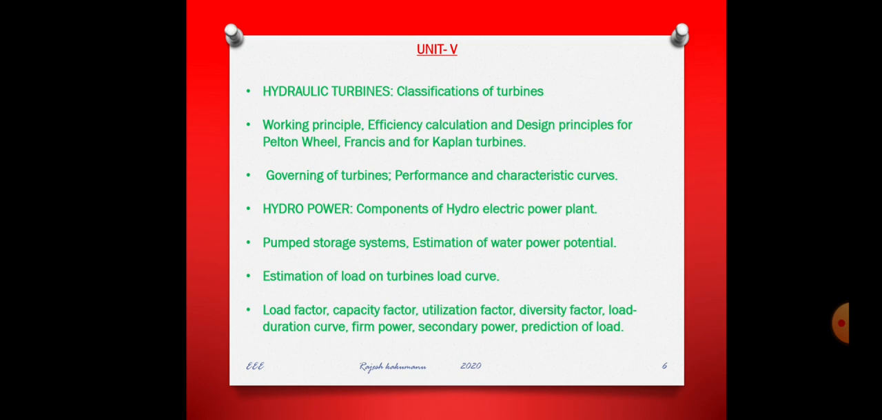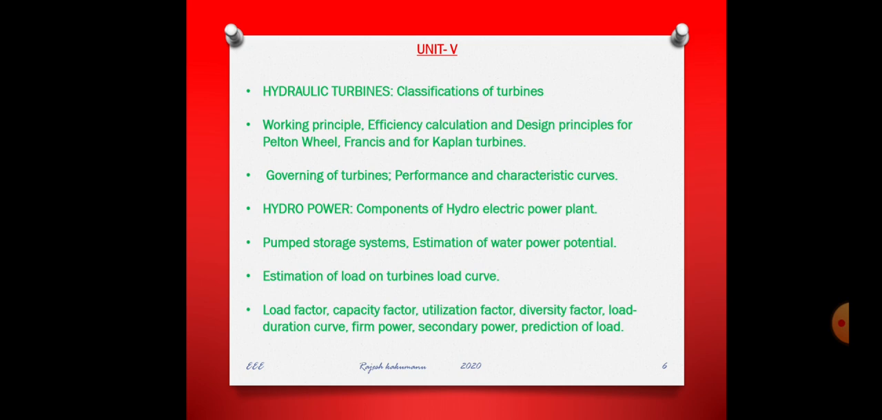Next, governing of turbines. Governing means monitoring the turbines: how much flow is going, how far we have to send it, where to open the valve, where to close the valve, where the processing happens. All this is shown in the governing of turbines, and also their performance and characteristic curves we can see in governing of turbines. Next, hydropower plant.